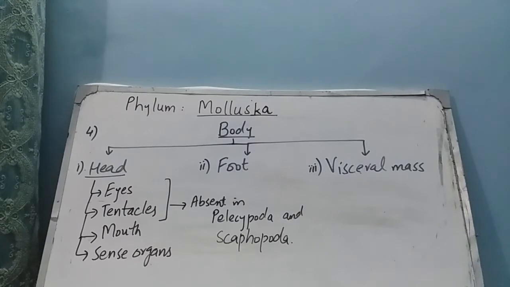Next point is about the body divisions. The body of mollusca is divided into three parts. The first part is head, second is foot, and third is known as visceral mass. First of all, what is the head? Head contains eyes, tentacles, mouth, sensory organs, and it also encloses the brain. The eyes and tentacles are absent in Placophora and Scaphopoda. Placophora and Scaphopoda are classes of mollusca.